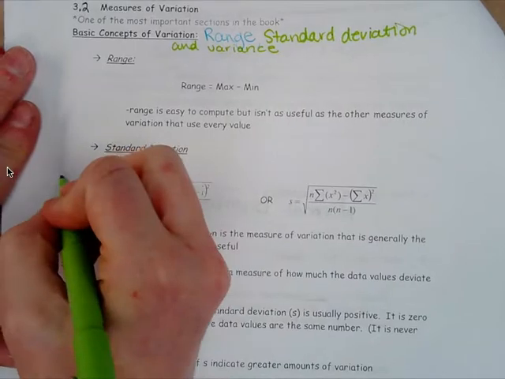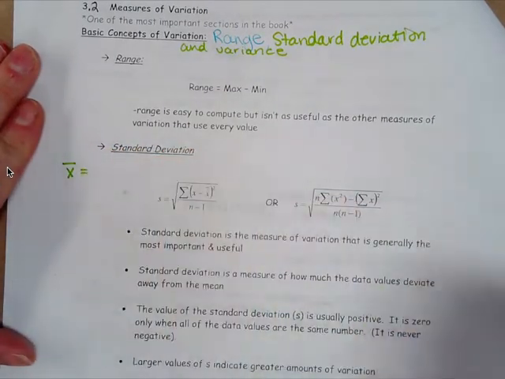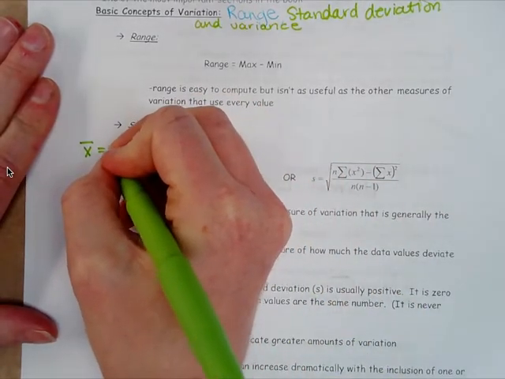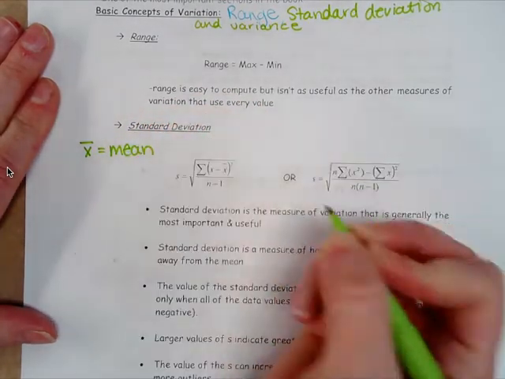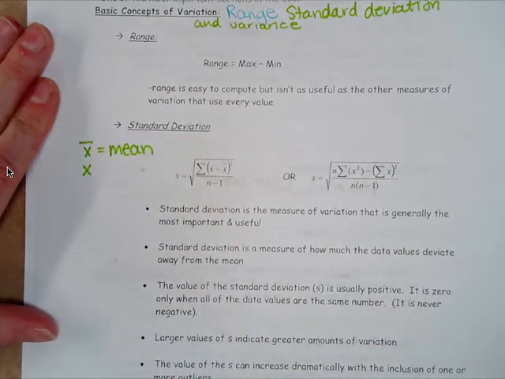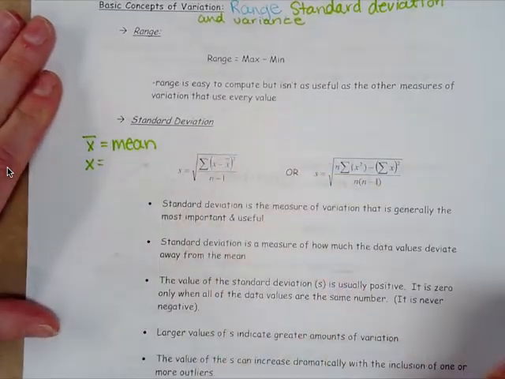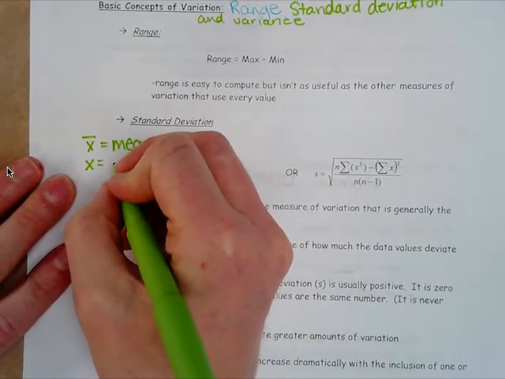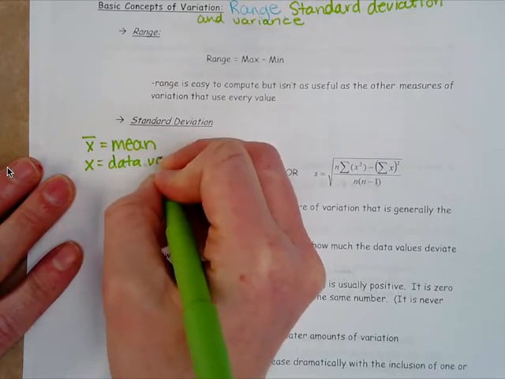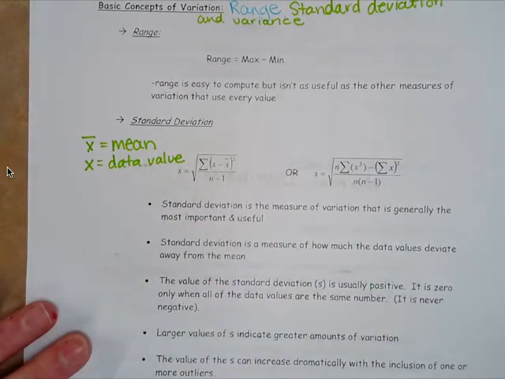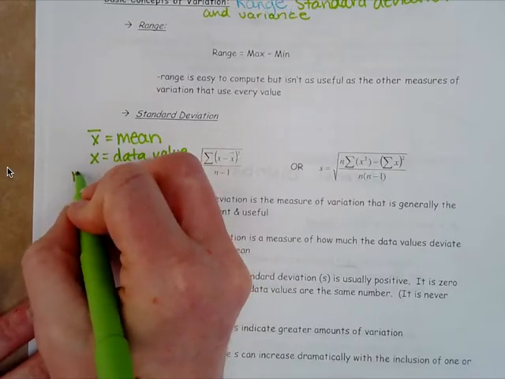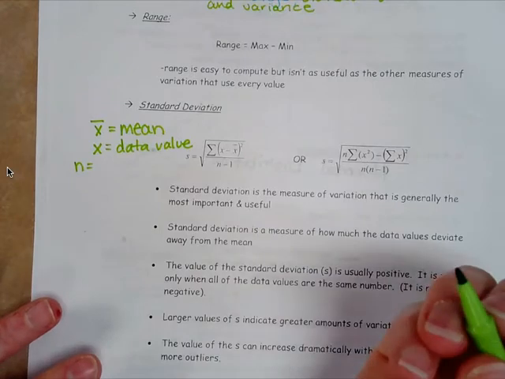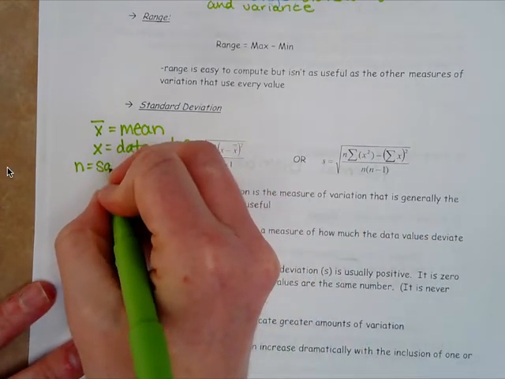So let's remember what our symbols are. X bar, what is that? The mean. What is just X? It's just a data value. And n, it's how many pieces of data we have. So we'll call that the sample size.